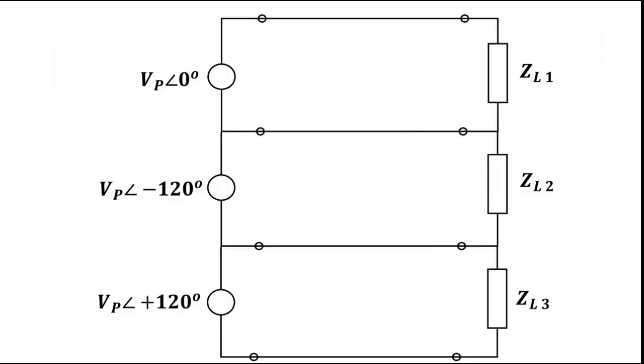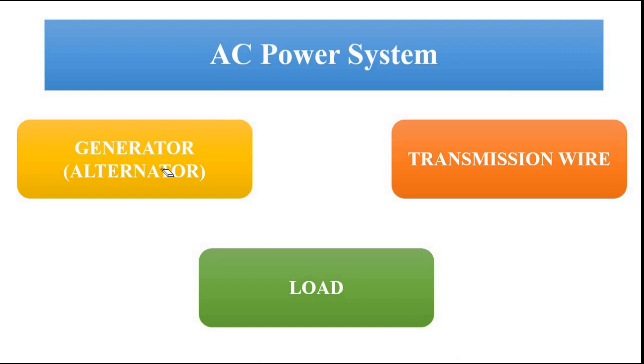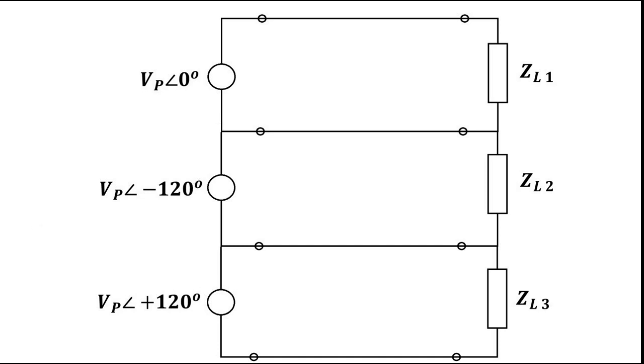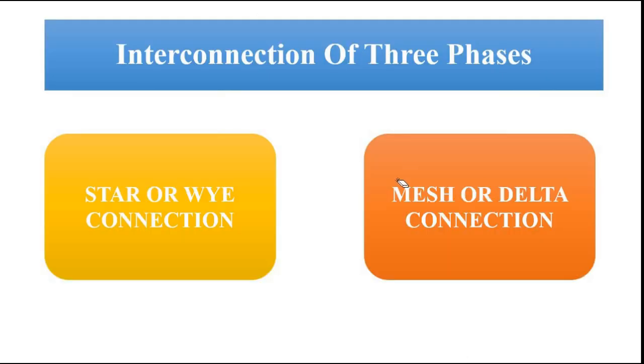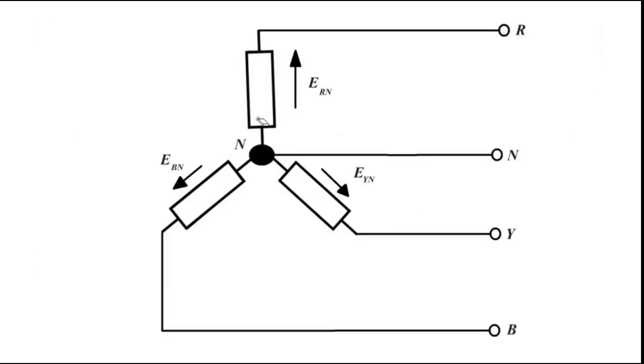Here the alternator or generator side consists of three windings which have the same voltages in terms of magnitude and frequency but different phase angle. So how to connect these three phases? There are two ways of interconnecting these three phases. First is the star or Y method of connection. Second one is the mesh or delta method of connection. So this is the star method of connection of the three phases.